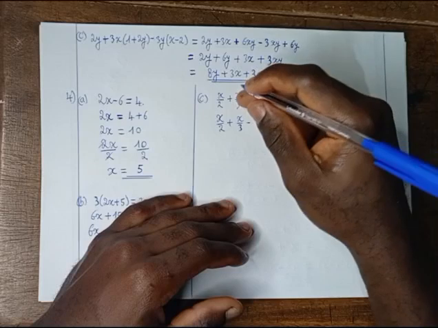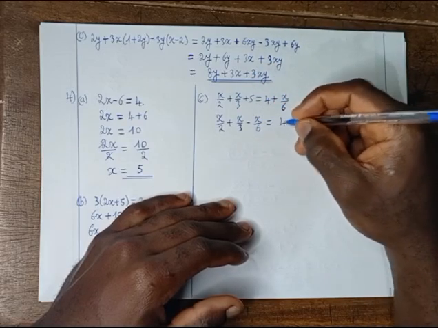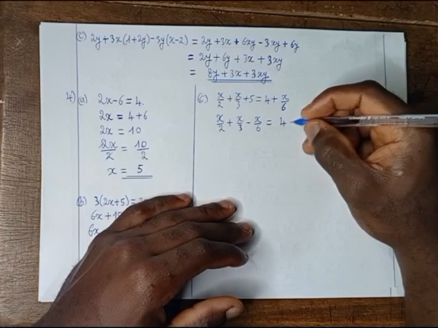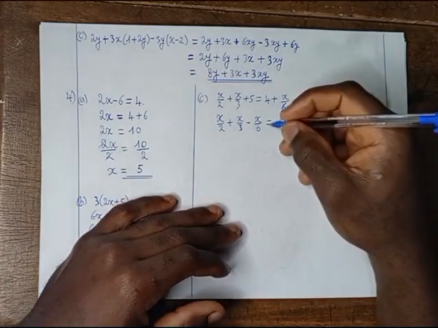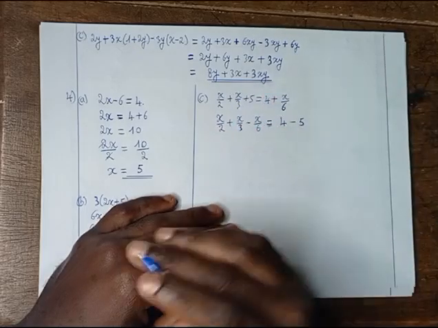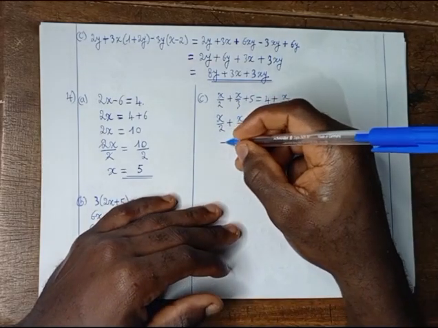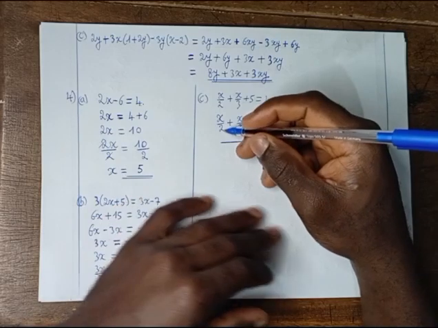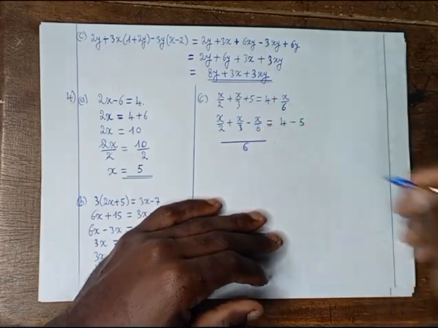X over 6, when it crosses the equality sign, it becomes negative, minus x over 6 will be equal to 4. When 5 crosses the equality sign, it becomes negative 5. Next thing, these are three fractions. For us to simplify them, first thing we need is the LCM. You know the LCM of 2, 3, 6 is simply 6.